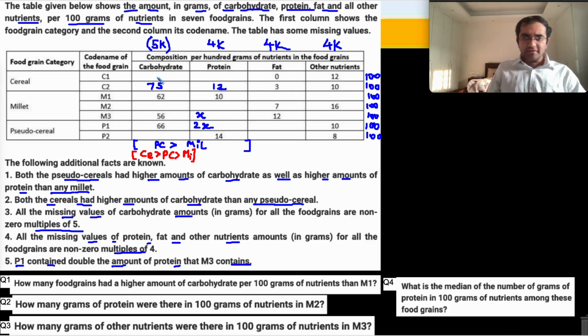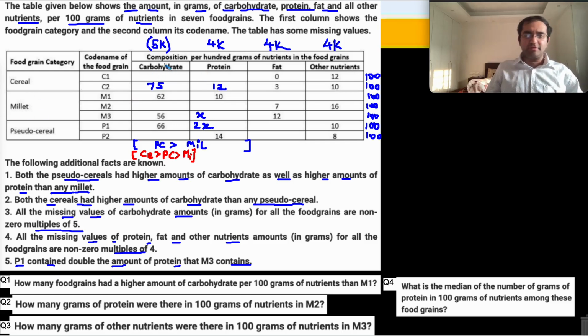Then we'll come over here. This also should be greater than 66. So let's try 70. 70 plus 12 is 82. That means 18 will come here. Not possible. After 70, let's try 75. Then this becomes 13. And then if we try 80, this becomes 8. That is possible. So we'll put 80 and 8 over here.